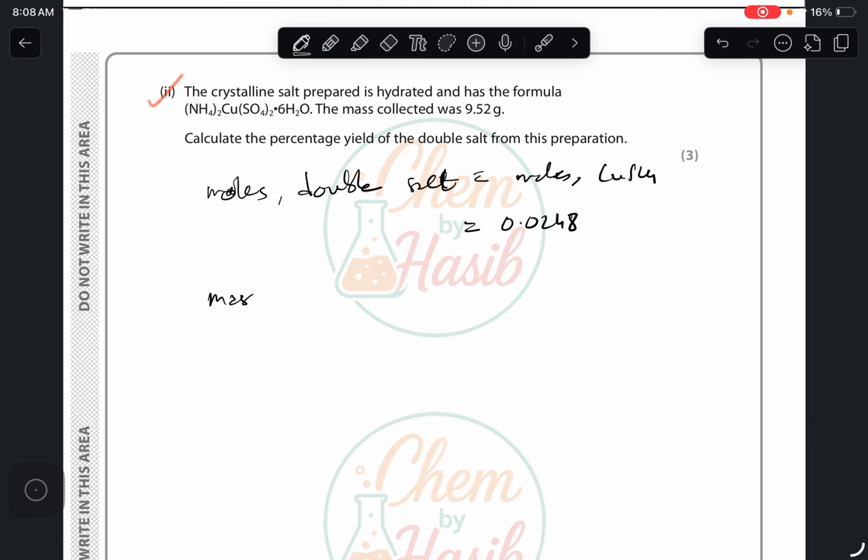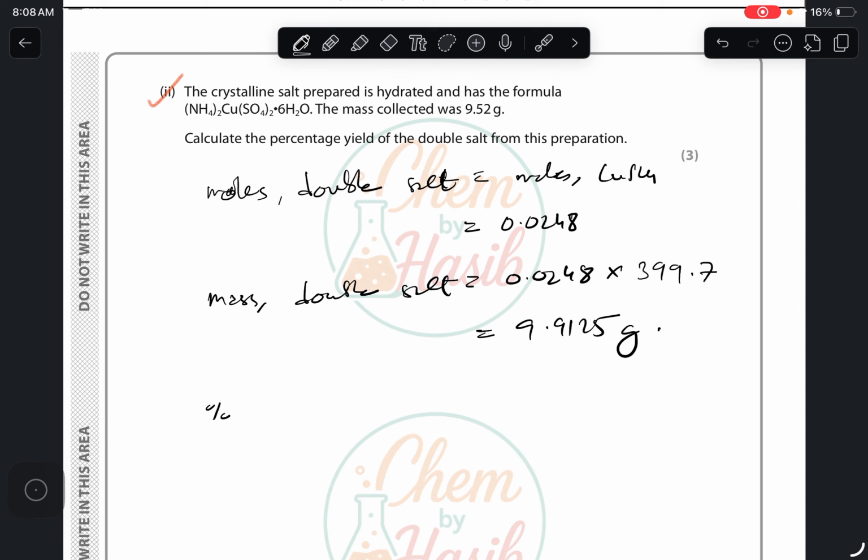So from here you find the mass of the double salt. How do you find the mass of the double salt? You multiply the moles by the molar mass. Now the molar mass of the double salt is 399.7. You have to calculate this from the formula of the double salt. If you multiply, you get 9.9125 grams.